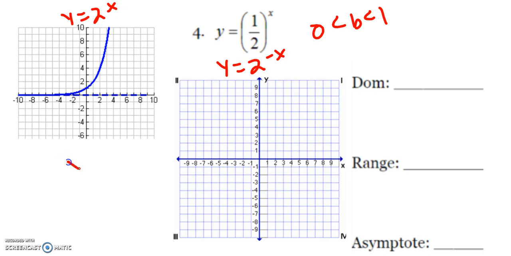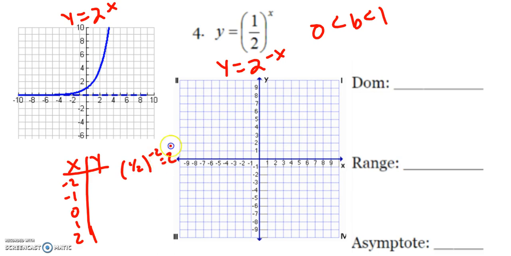Well, what we can do, if we're unsure, is let's make an xy table. We'll put a couple of negative values in there, a couple positive values. If I have 1/2 raised to the negative 2, that's really going to be 2 squared, because the negative 2 will bring the 2 up to the top, so I'll get that to be negative 2, 4. And I can go ahead and graph that. So same thing with 1/2 raised to the negative 1, that's really going to be 2 to the first power, so again that's just 2.